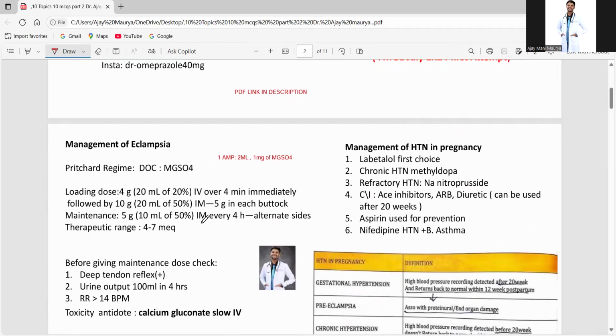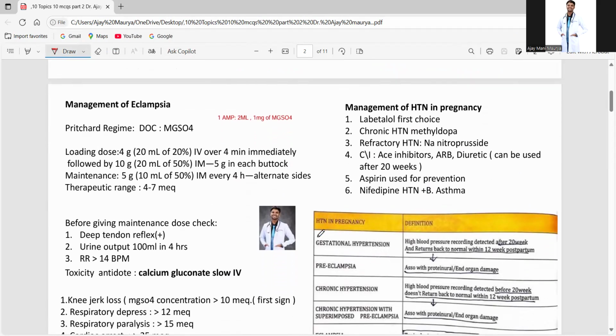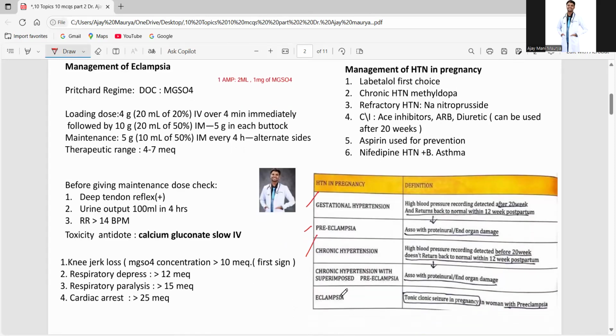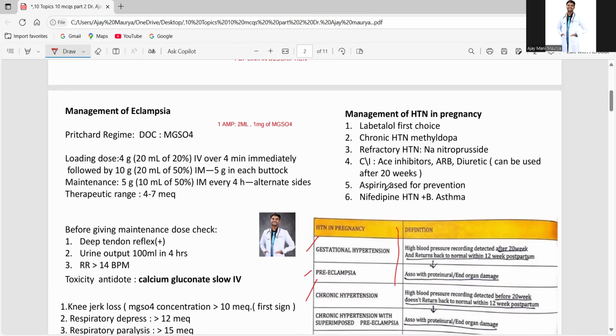The first one, guys, is the management of eclampsia. You know what preeclampsia and eclampsia are. Preeclampsia means pregnancy-induced hypertension. First of all, you have to know some basic terminology in hypertension in pregnancy, such as gestational hypertension, preeclampsia, chronic hypertension, chronic hypertension with superimposed preeclampsia, and eclampsia. I think you guys know about these terminologies. So I'm going to discuss the management of eclampsia.